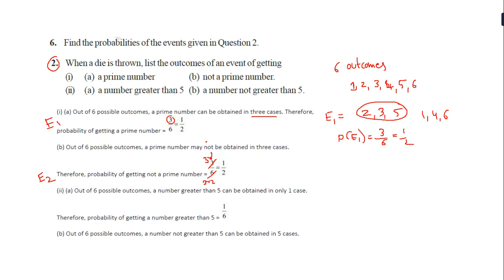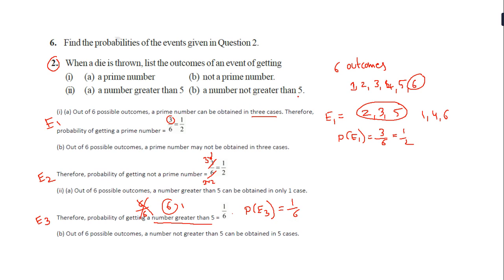Number greater than 5: only one number is there, greater than 5, that is 6. So only 1 chance, E3. We cannot write 6 by 6; we have to write 1 by 6. Greater than 5 is only 6, that is only 1. So P(E3) is equal to 1 by 6.